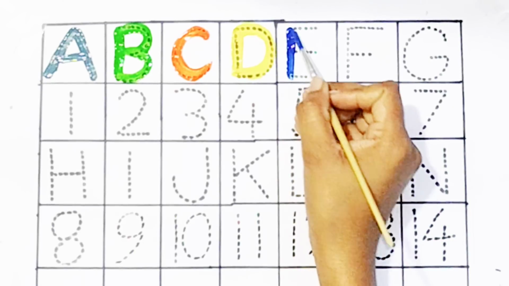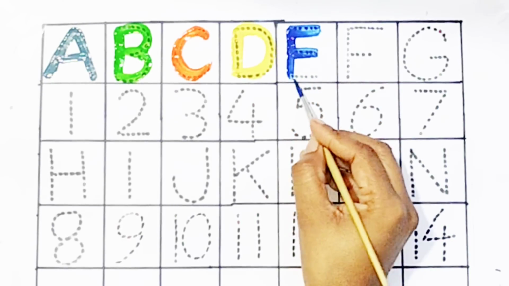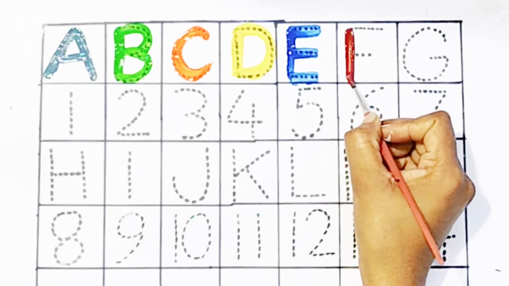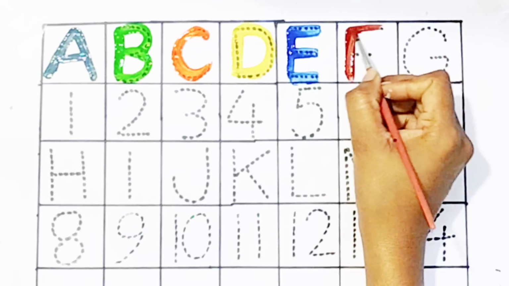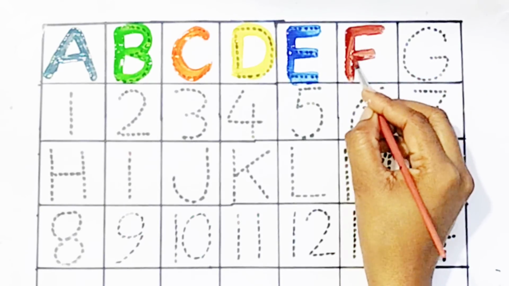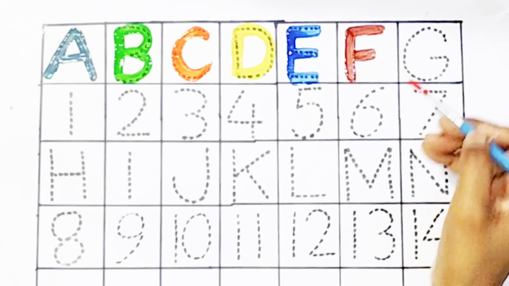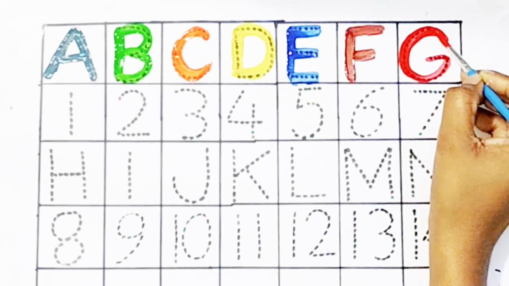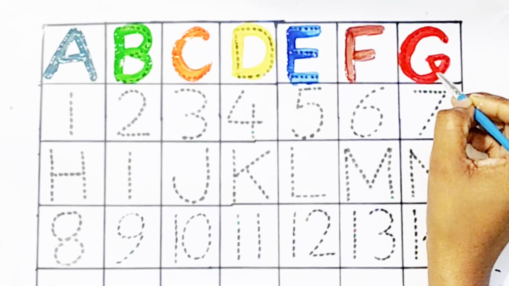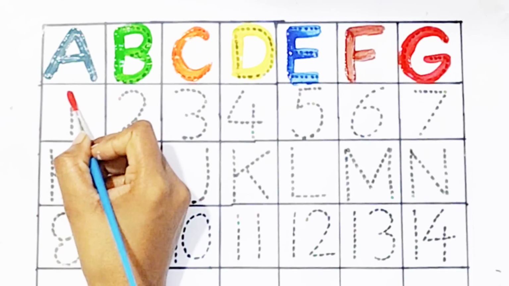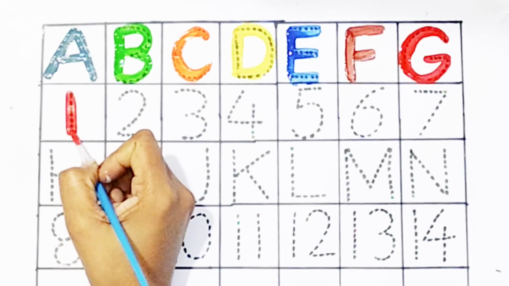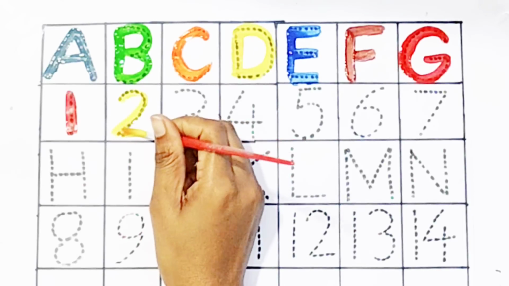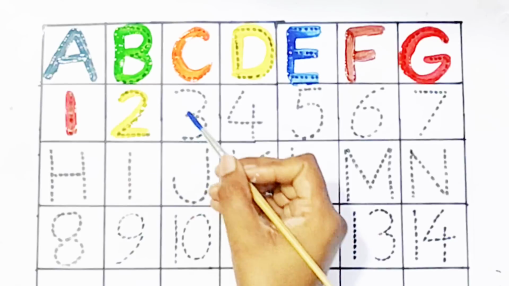E. Next time, won't you sing with me? F, G. A, B, C, D, E, F, G, H, I, J, K, L, M, N, O, P, Q, R, S, T, U, V, W, X, Y, and Z. Now I know my ABCs.